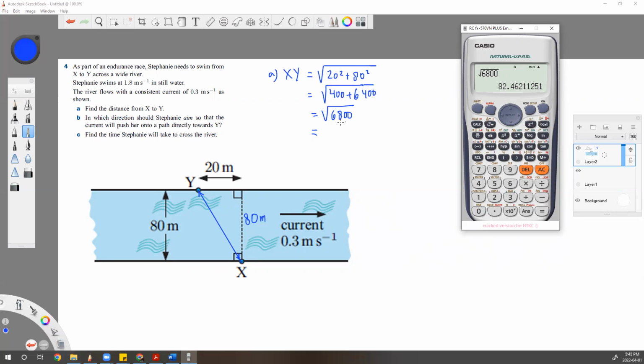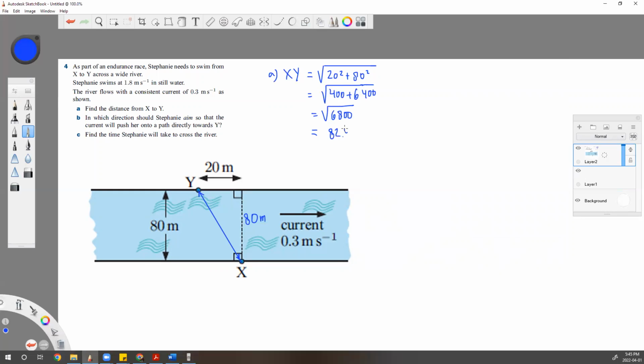82.5 or 46. I don't know. The answer key says 82.46, but just make it as detailed as I can. Actually, it has to be 3 significant figures on the IGCSE standard. It has to be 82.5 if I'm not wrong. Okay, it is in meters. Done. Right.